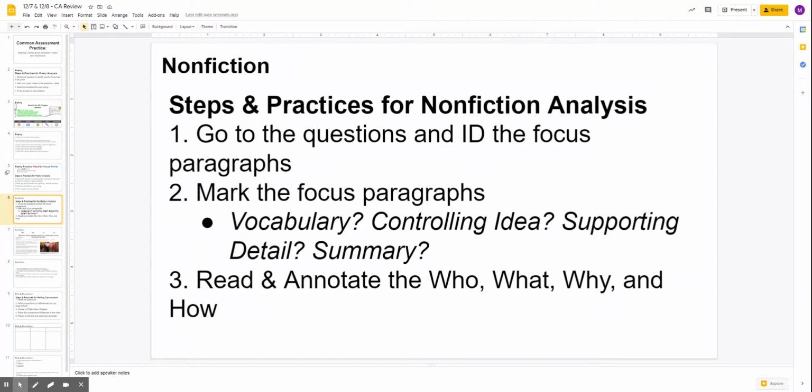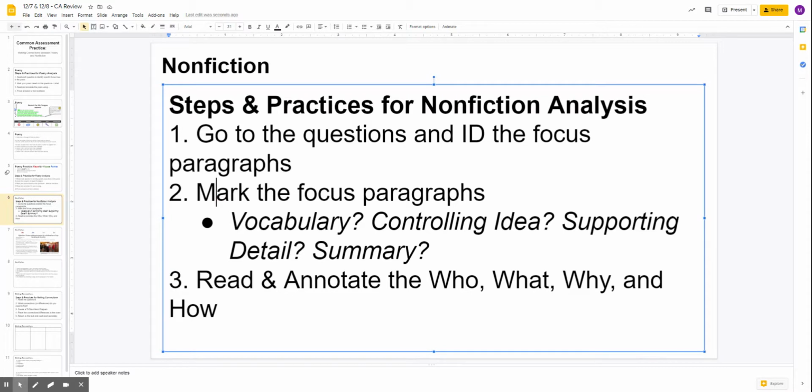So first things first, we're going to go to our questions and ID the focus paragraphs. Which paragraphs do the questions want me to really think about and go back and reread, annotate heavily, pay attention to vocabulary, all that kind of stuff? We're going to mark our focus paragraphs. What kind of vocabulary is there? What's our controlling idea? Is there supporting detail, summary, maybe an organizational pattern? And then we're going to read and annotate.